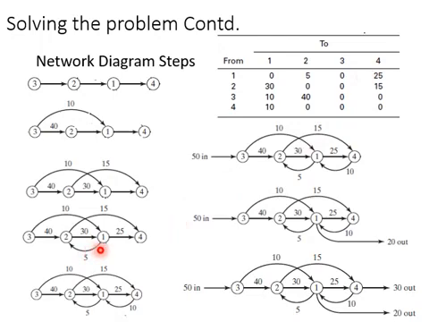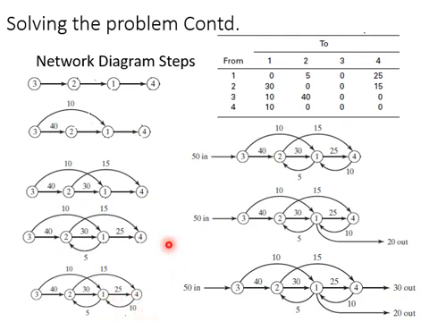5 parts are getting processed on machine 2 and 25 parts are getting processed on machine 4. Now which is the last machine? Machine 4. We can see from the from-to chart. 10 parts are getting processed on machine 1. It is going backwards. 10 parts are getting processed on machine 1.